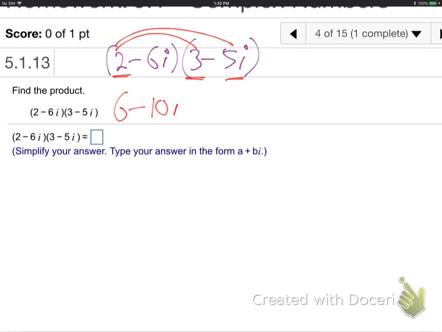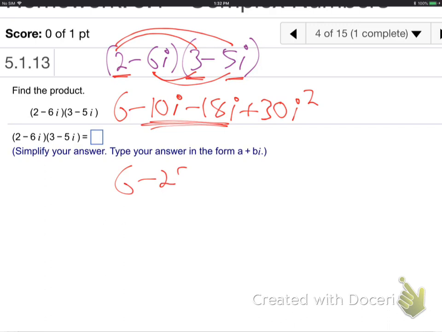So that 2 is going to go to both. 6 minus 10i. Good there. And then that minus 6i is going to go to both. Minus 8i plus 30i squared. Good so far. Just normal FOIL. Now, these two in the middle are like terms, aren't they? Minus 10, minus 18, minus 28i.